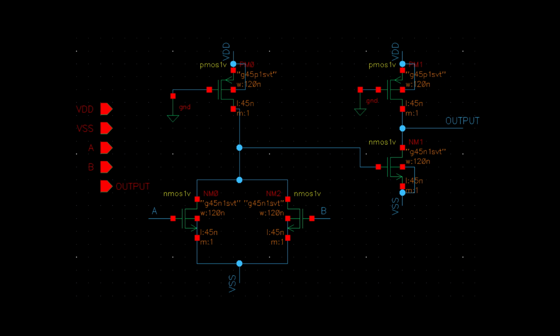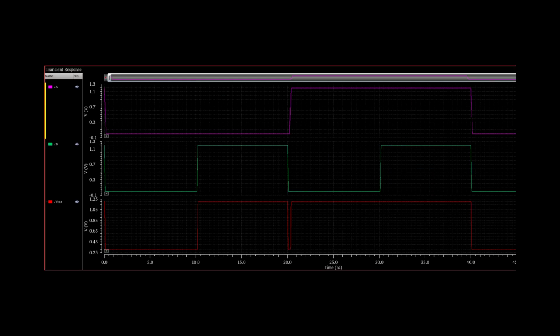This is a schematic of a two-input pseudo NMOS OR gate. This is the output of the two-input pseudo NMOS OR gate.